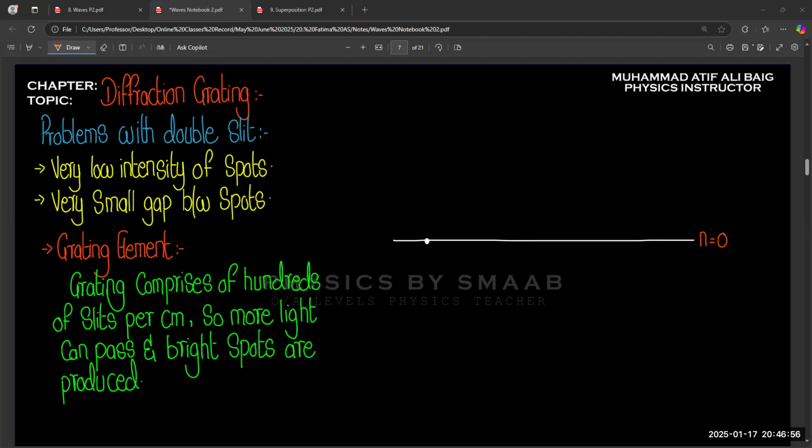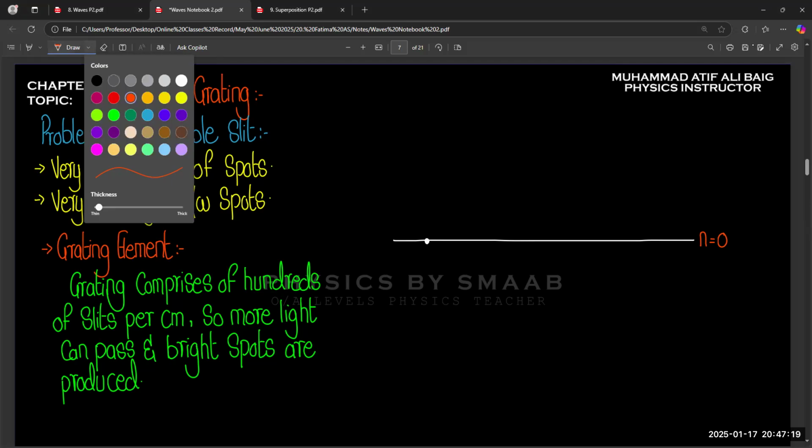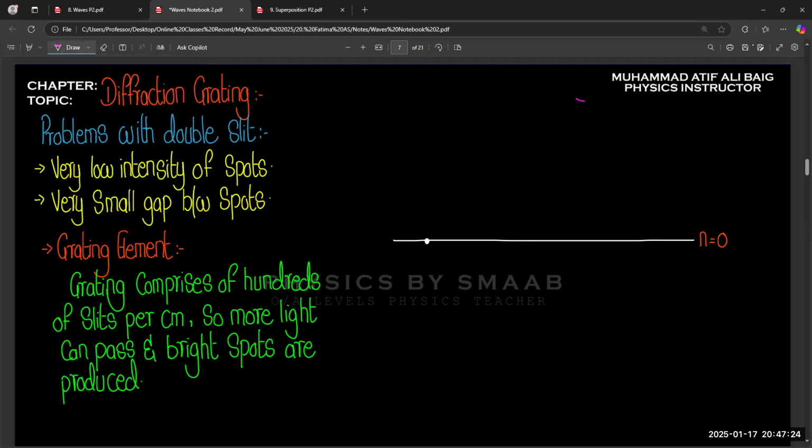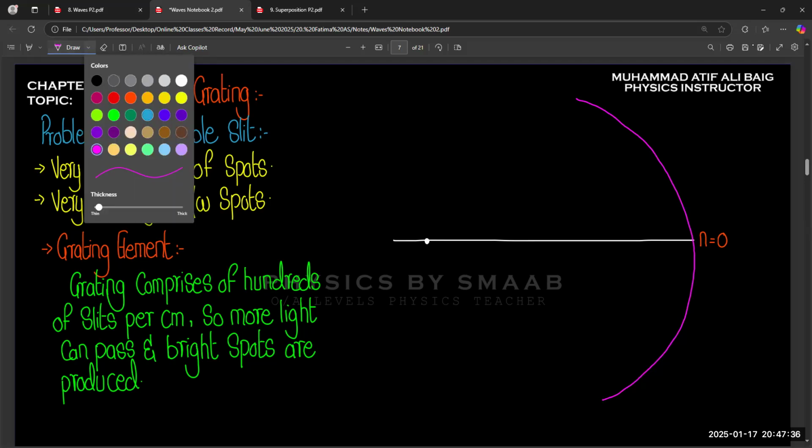So n equals 0 means it is the maxima, and this is the zeroth order, right? From this center, we can move towards the right-hand side, in the bottom direction or in the upward direction. Both are possible, so we can make the angle or rotation in any direction according to your simplicity. So basically, we got this type of curve as the result of this grating element experiment.